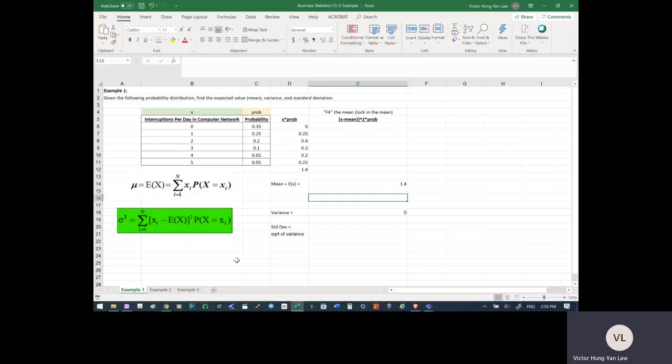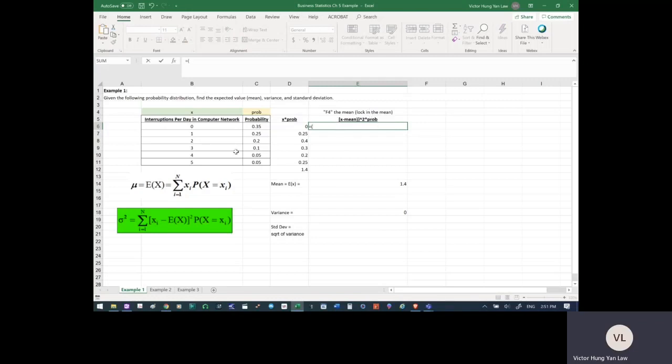So the formula for calculating variance is basically x minus your E of x, which is your mean. So x minus the mean squared times the probability. So this is what we have set up in here. X minus the mean squared times the probability. So x is column B, and then probability is column C. And then our mean is 1.4. So we're going to put equal and then open bracket, and then we're going to take x minus the mean. So we're going to follow this formula here to set up the equation.